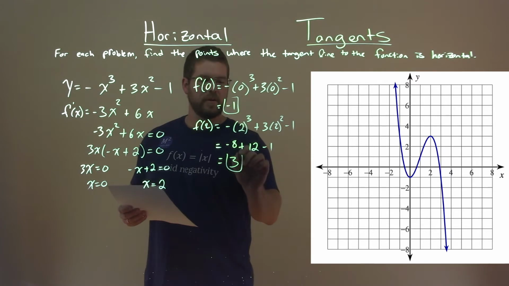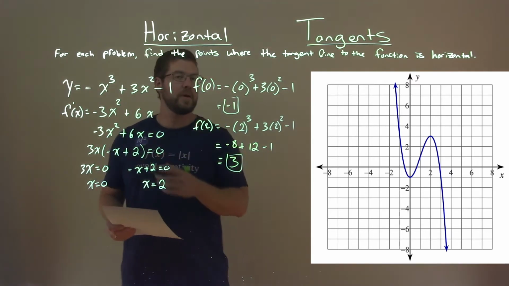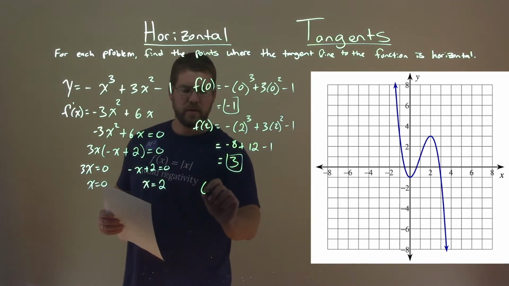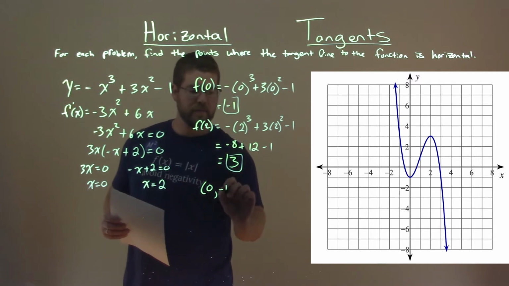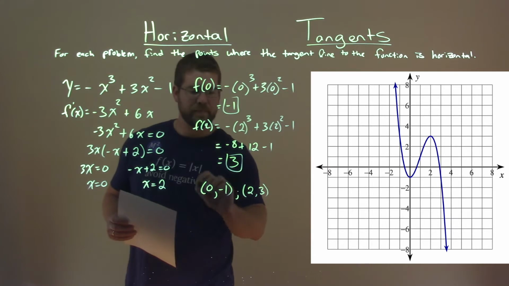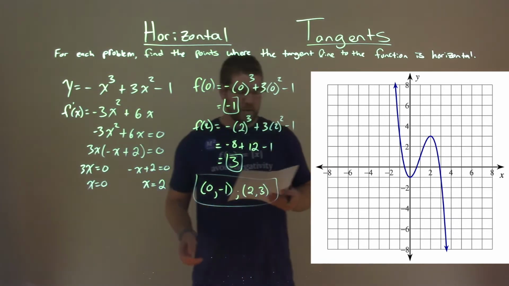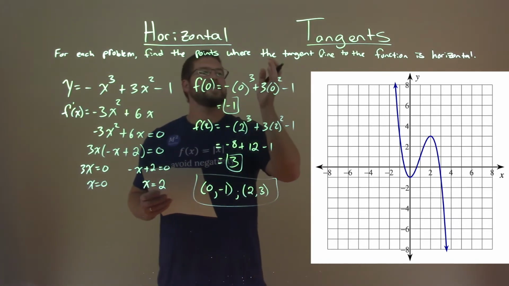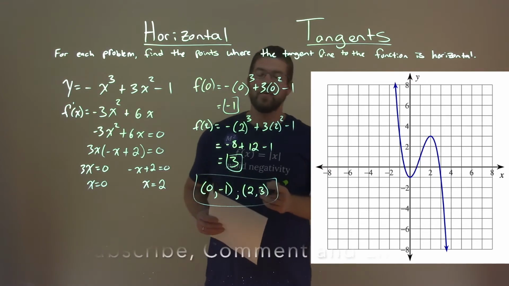So we have our two y values now that go with our two x values. So our coordinate points here are (0, -1) and (2, 3). And these are the two coordinate points where the tangent line to our function is horizontal.